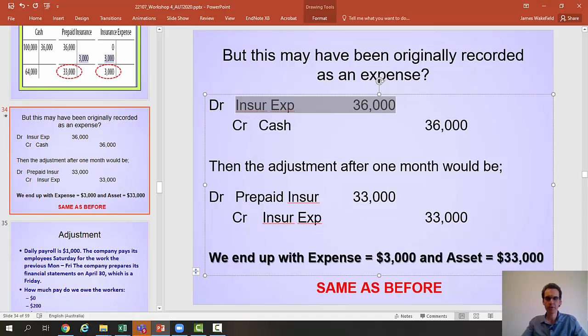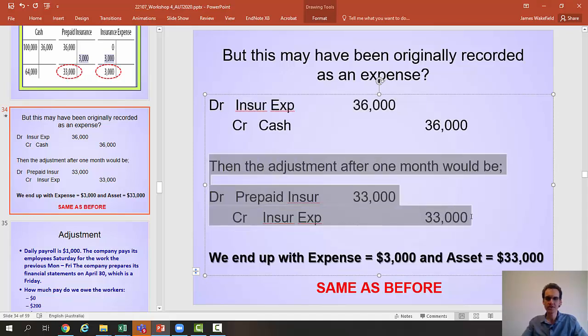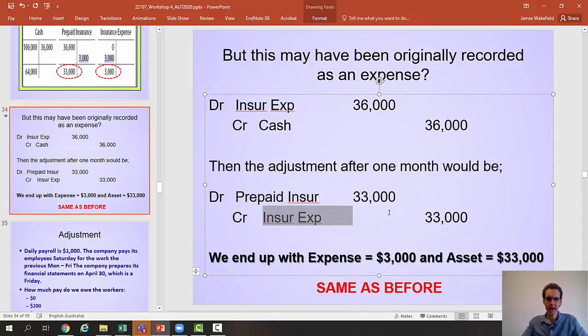So the adjustment that we would record is, of course, this particular adjustment. You would reduce the expense by $33,000. So to increase an expense account, you debit it by $36,000. And so therefore to decrease it, you credit it, but in this case by $33,000.